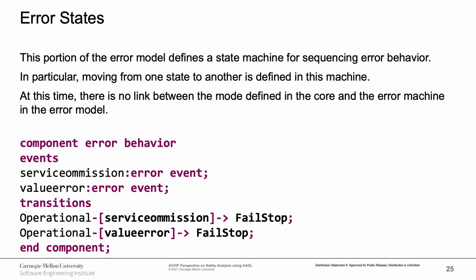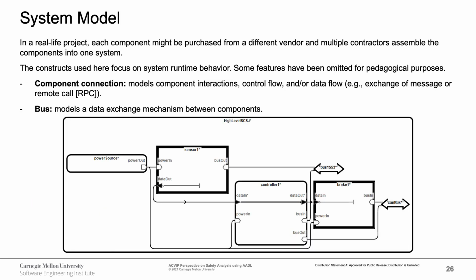This portion of the error model defines a state machine for sequencing error behavior. In particular, moving from one state to another is defined in this machine. At this time, there is no link between the mode defined in the core and the error machine in the error model. We will use a portion of our symbol control system, SCS, model.